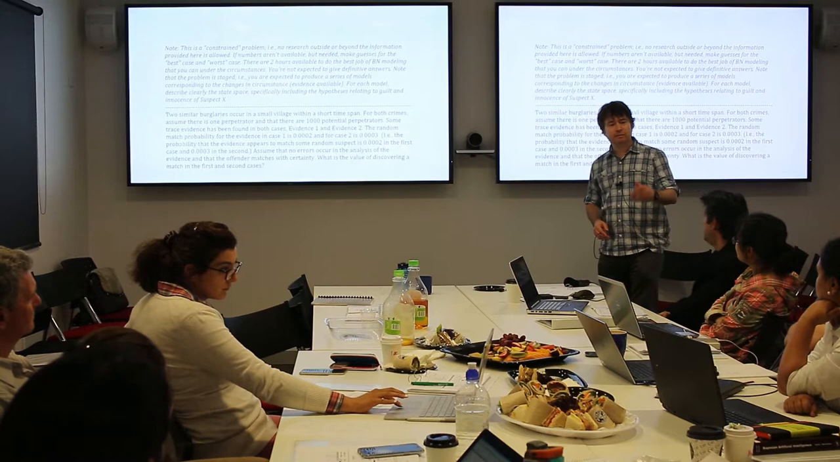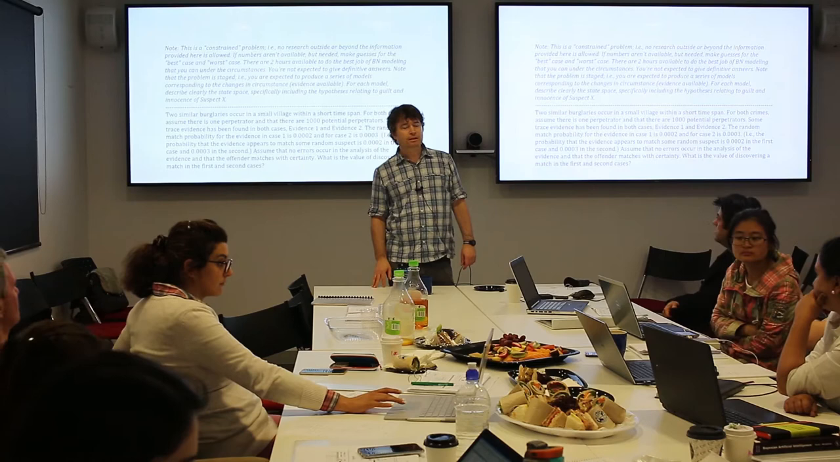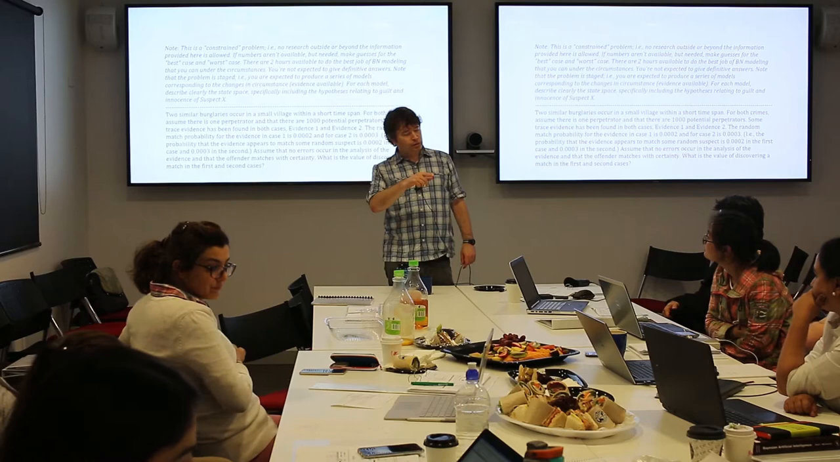What variables did you have? Suspect, and good channel. Yeah. And evidence one, evidence two, and the match. Okay, so basically three nodes. And so with that variable. Yeah, go ahead.